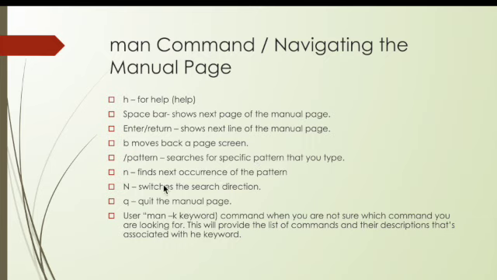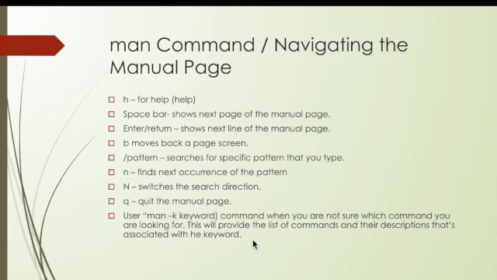Then we have lowercase n, which finds the next occurrence of the pattern that you're searching for. Capital N switches the search direction. And q quits the manual page. And we have the man -k keyword command. When you are not sure which command you are looking for, this will provide the list of commands and their descriptions that are associated with the keyword.